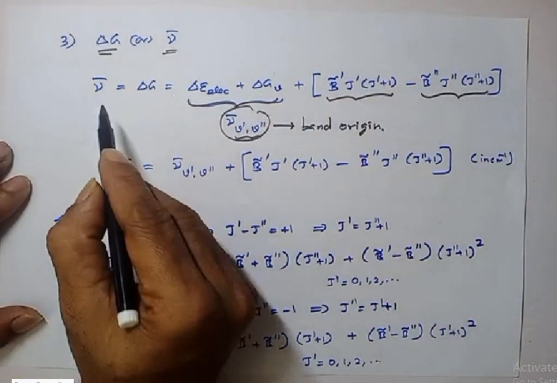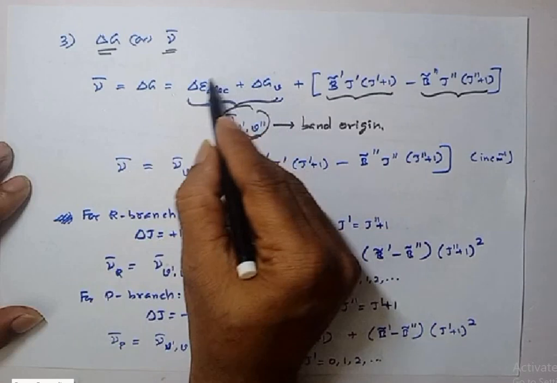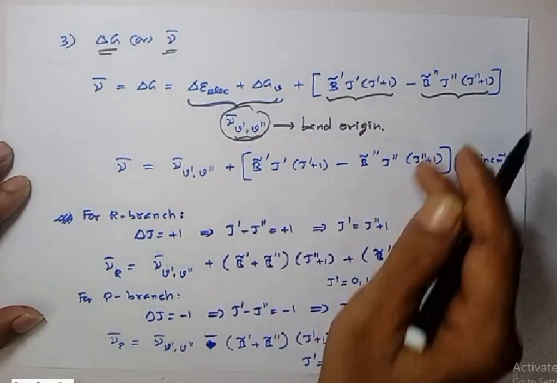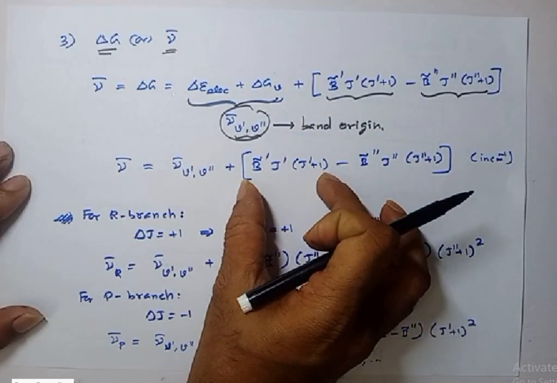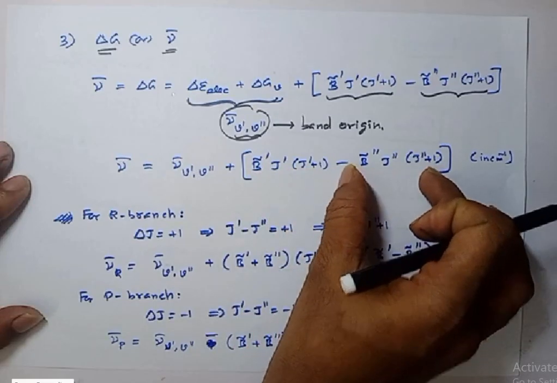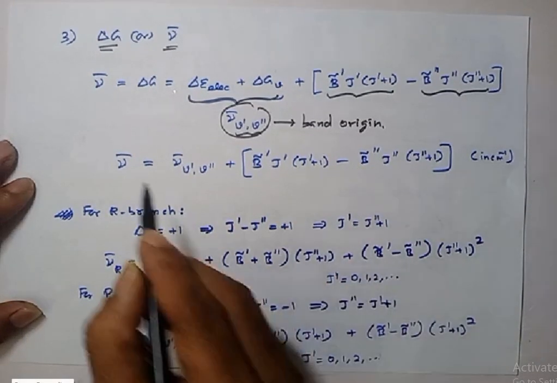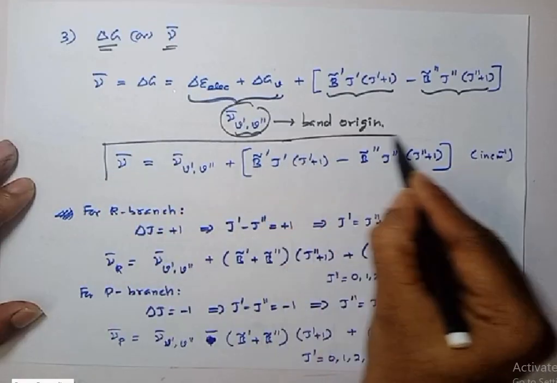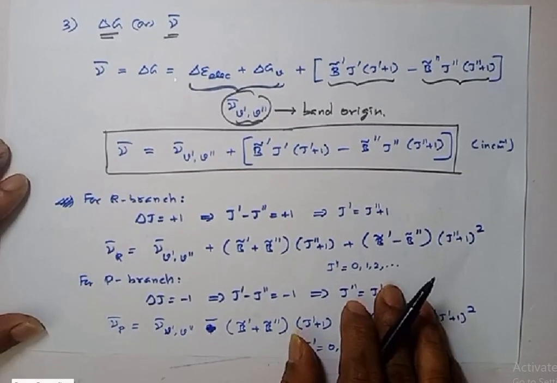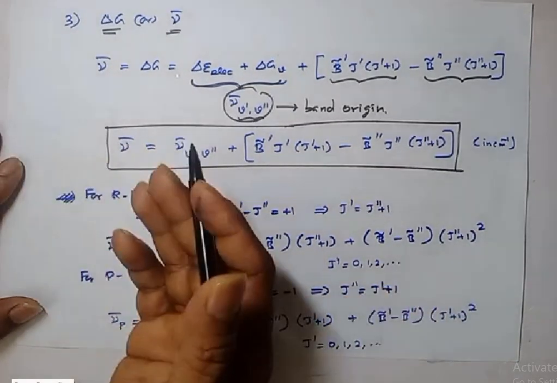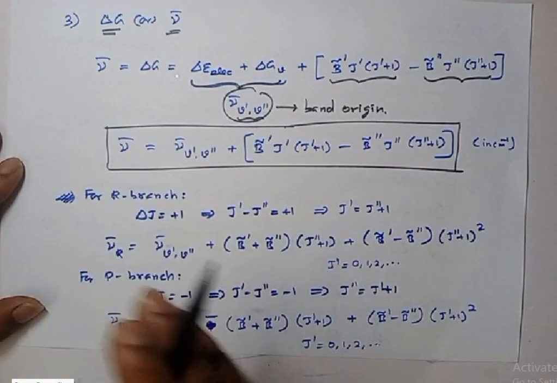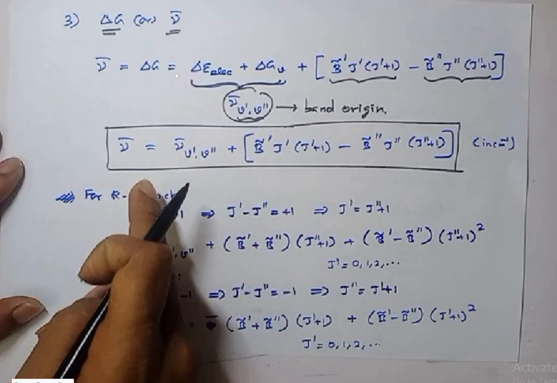Okay, so I can represent this as nu bar, and this is simply represented as nu bar v prime comma v double prime plus the rotation energy in the excited electronic state and rotation energy in the ground electronic state. Okay? Yes. This formula will give the frequency of these rotational lines that appear in the electronic spectrum. Okay? Now listen. So I told you already we get R branch line, P branch line and Q branch line. What is the frequency of R branch line?